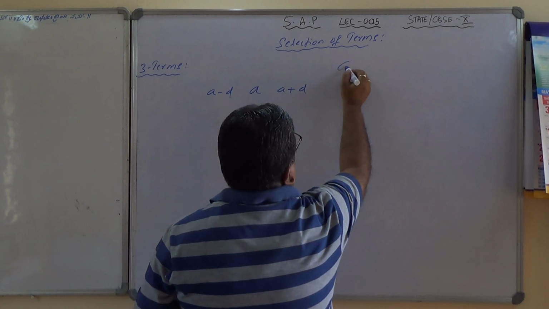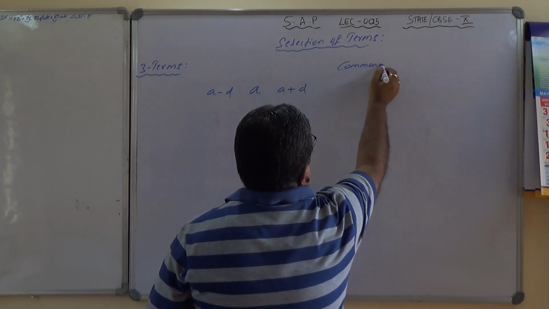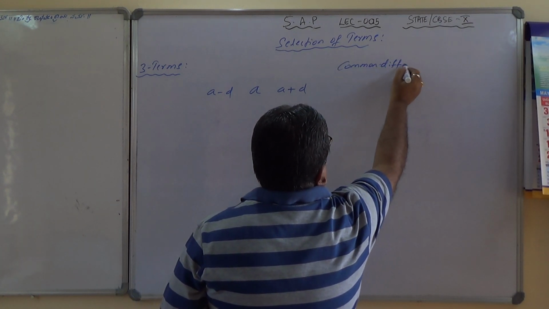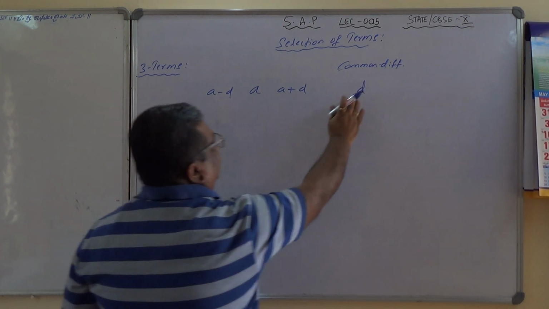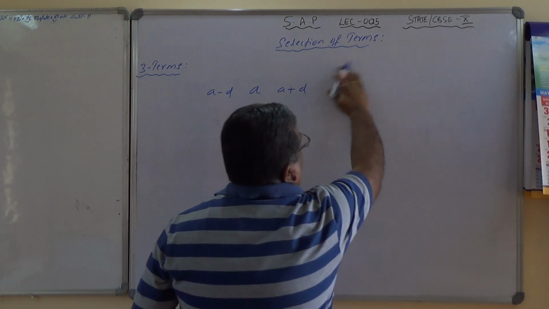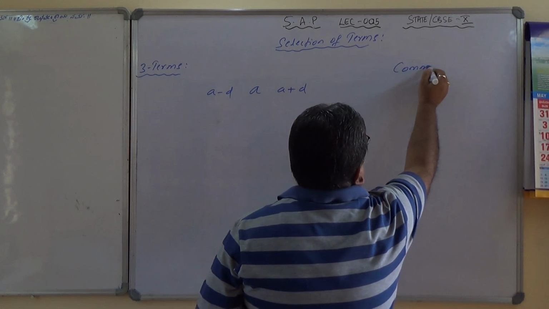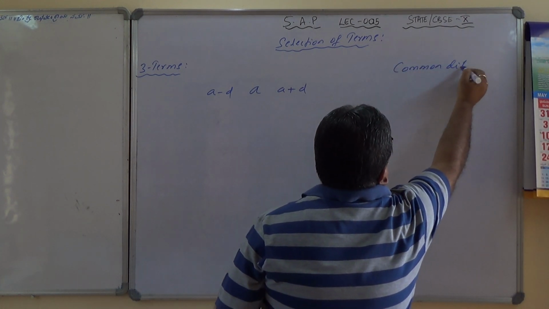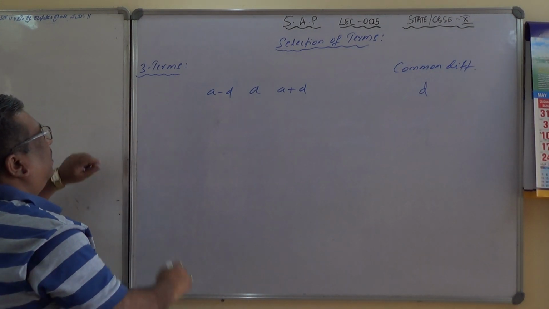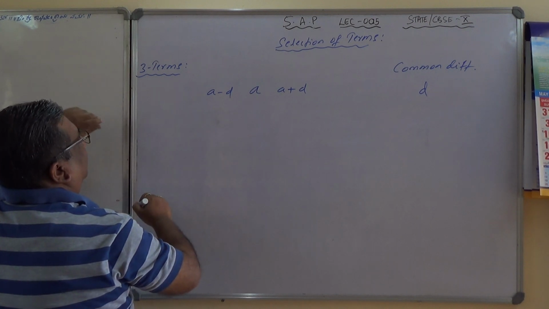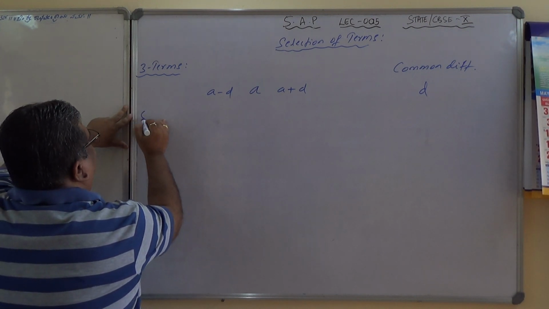Common difference is D. I'll write this side only. Common difference D here. This is three terms. Okay, what about five terms now?